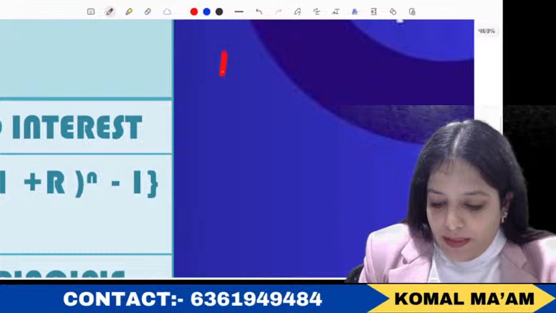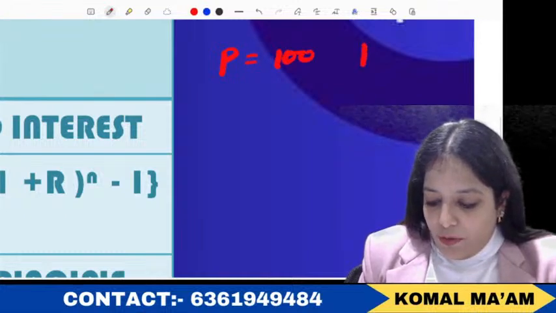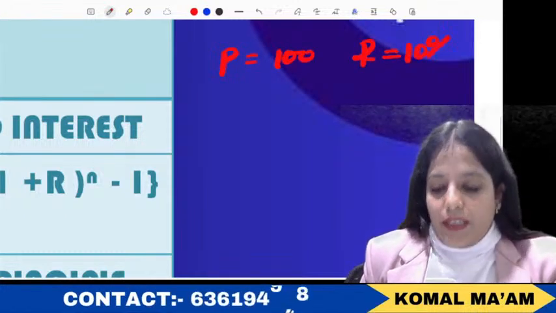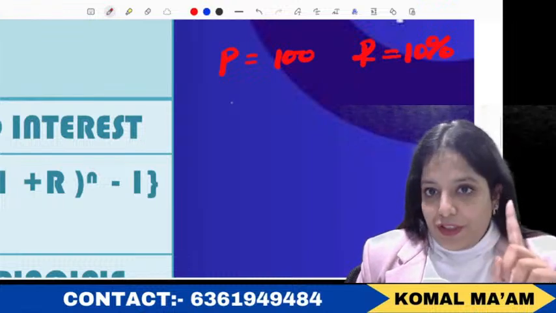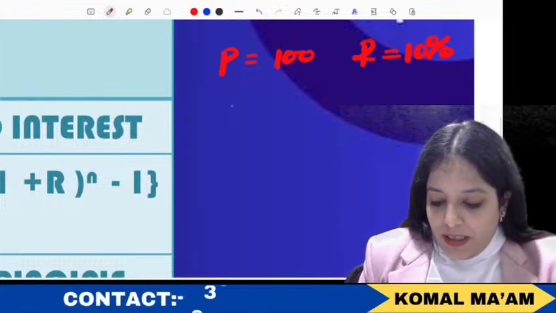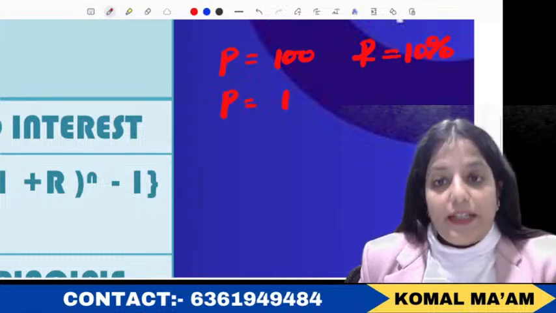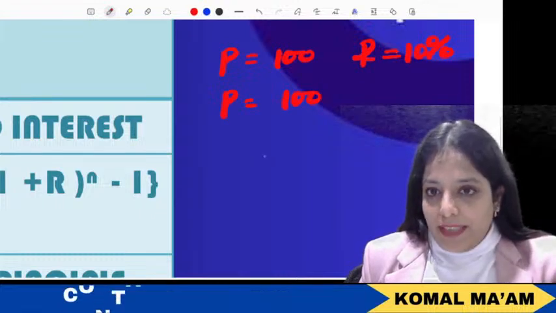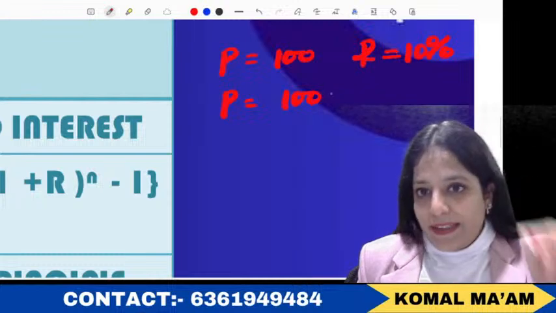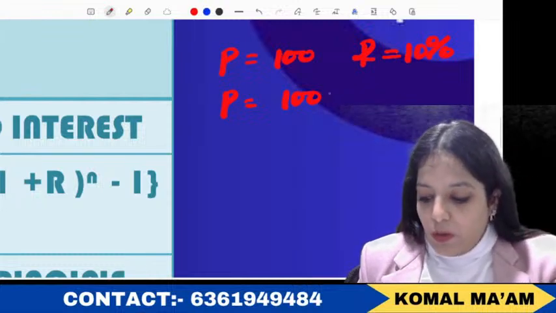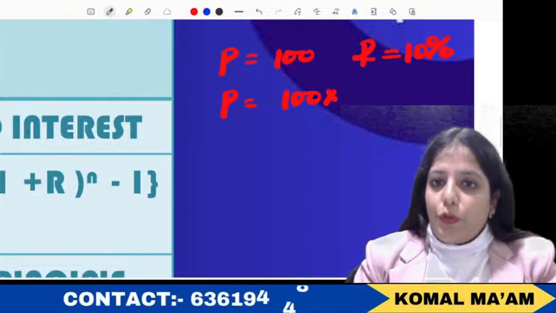Suppose the principal is 100 and the rate of interest is 10%. So what happens in the first year? The principal is 100, and the interest is calculated on 100. How? 10% of 100.